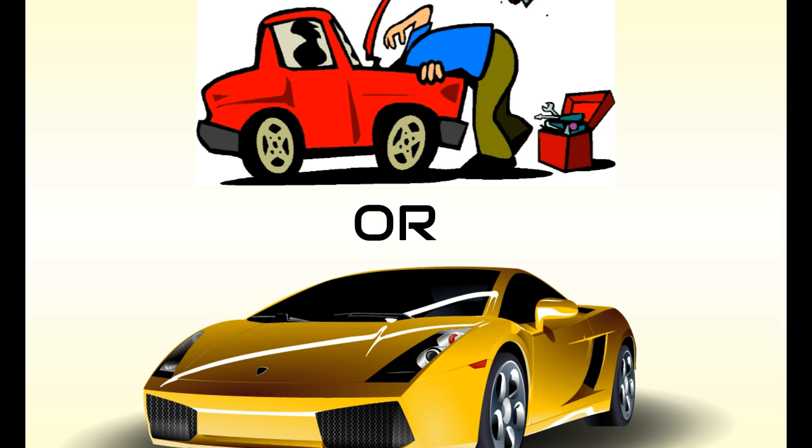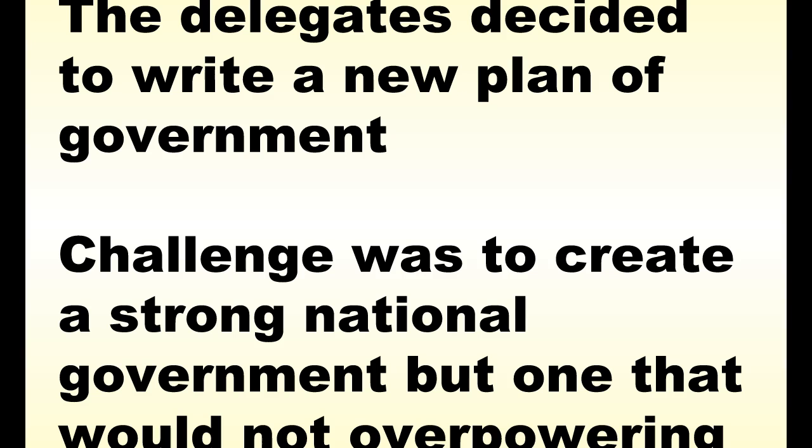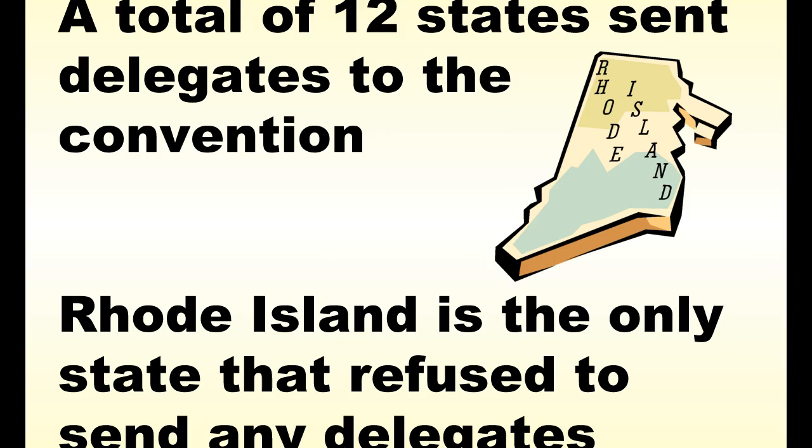Essentially, what they decide in Annapolis is that it would be much better to write a new plan of government. So the challenge here is to create a strong national government, but one that would not be overpowering. So again, we want to take the power of the government and separate it into different levels, where the states have certain powers, the national government has certain powers, but they are shared. Right now, under the Articles of Confederation, the states have almost essentially all of the power. So they're going to call a constitutional convention.